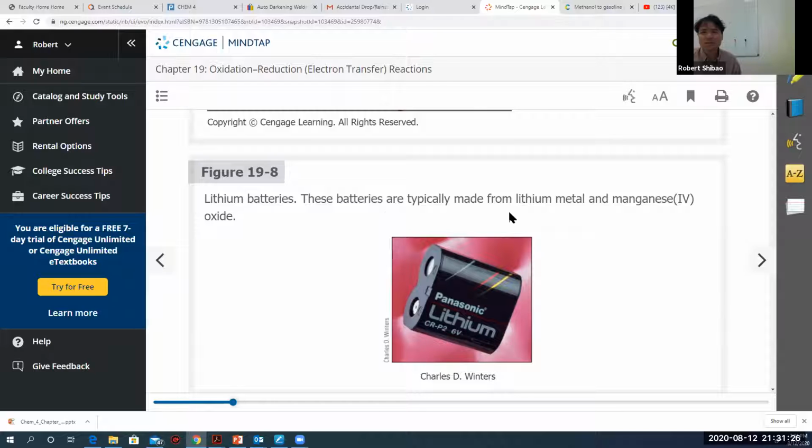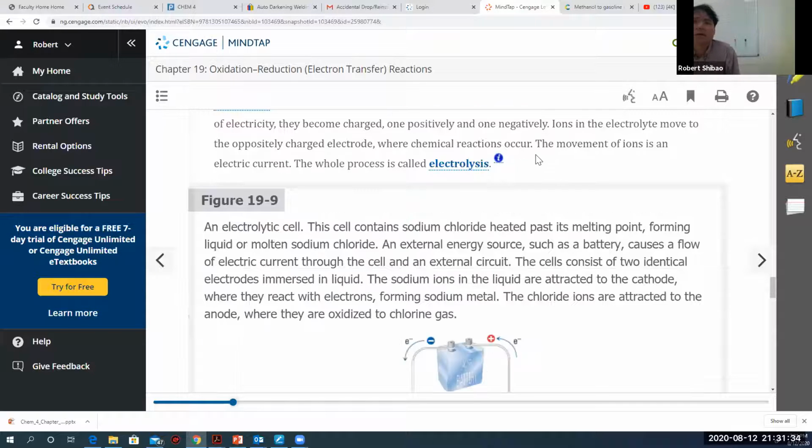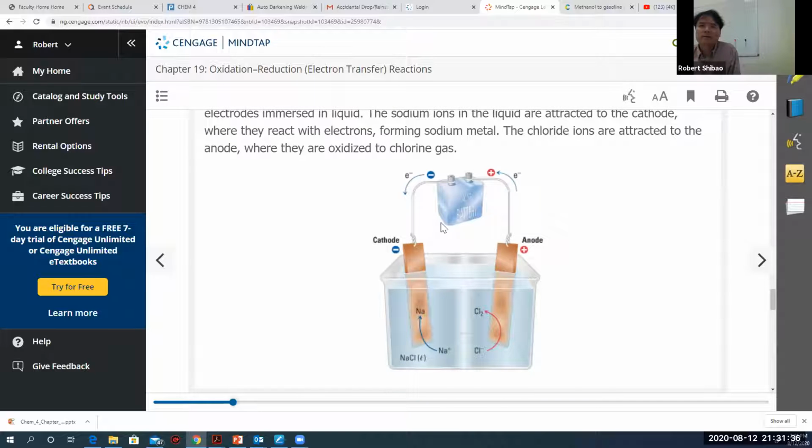Actually, they aren't all primary batteries. There are a lot of lithium batteries that are secondary batteries as well, like on laptops and whatnot. Car batteries are secondary batteries, but in this case, they're using a car battery to force the electrons to go backwards.